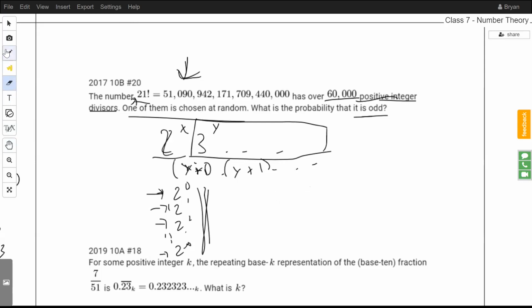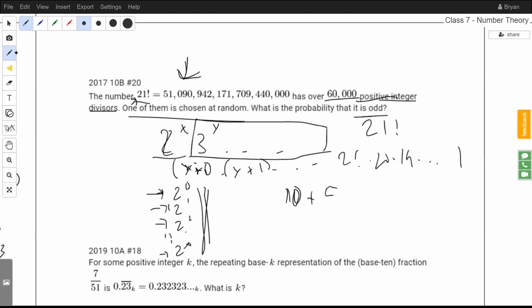So you really just want to find the number of factors of 2 in 21 factorial, and you know that 21 factorial is just 21 times 20 times 19 all the way to 1. And yeah, simple counting from here on out. So a cool way to do this is that there are 10 numbers divisible by 2, plus 5 numbers divisible by 4, and then 2 numbers divisible by 8, 1 number divisible by 16, so we're left with 18 factors of 2, so your probability is just 1/19.